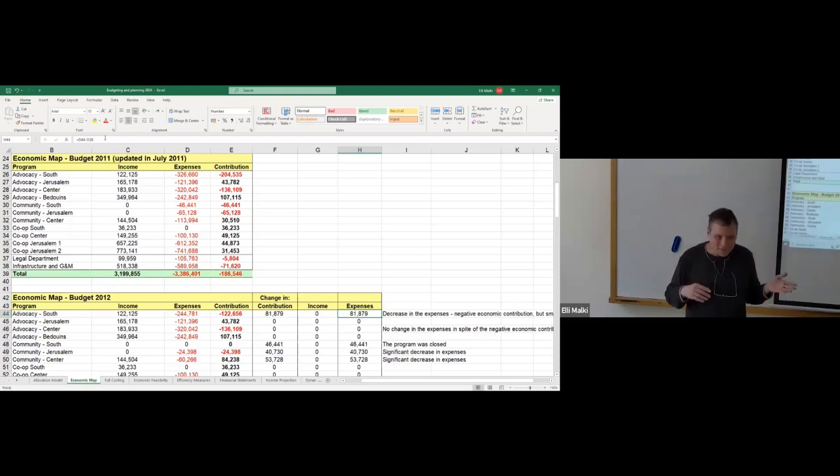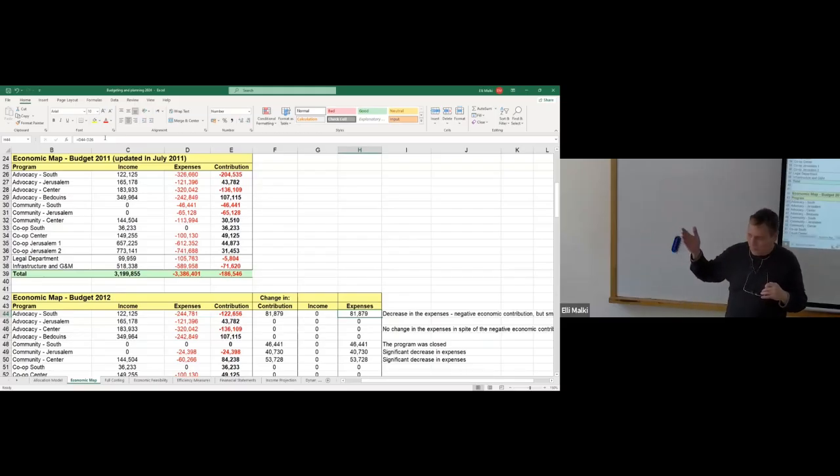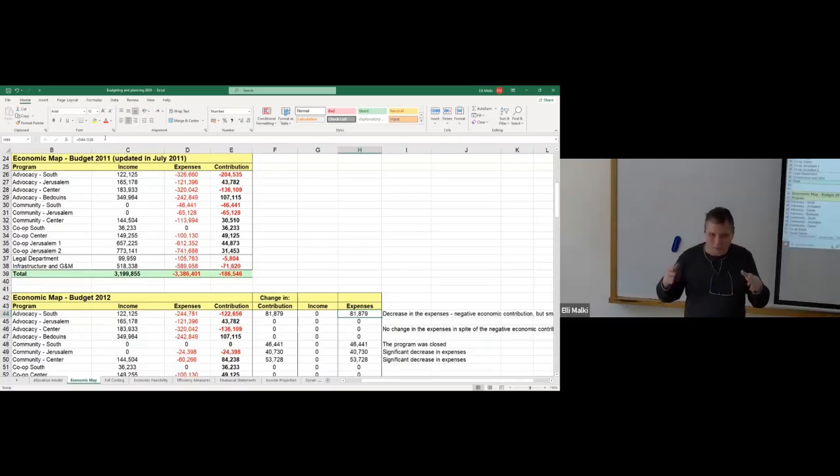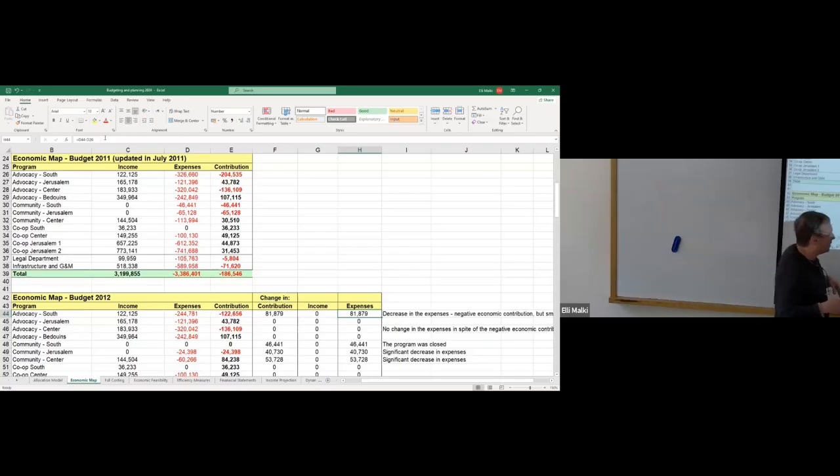If you use a positive sign for expenses, which is the common method, then you have to remember in the back of your mind that the negative sign of the change due to expenses means less expenses, but less expenses has a positive economic effect on the organization. Okay, I hope this is clear, but you will practice it, so practice will make it clearer.